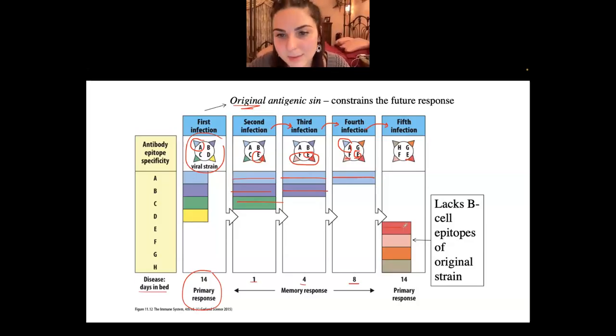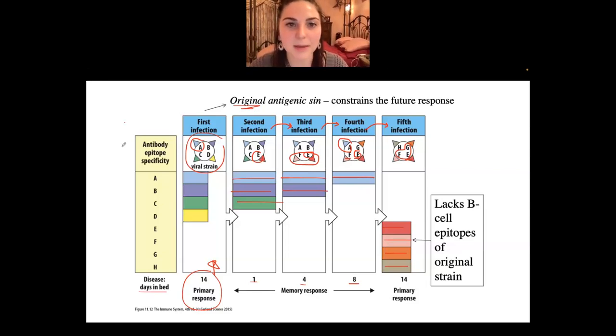So kind of the same idea. E, F, G, H, you have to go through this whole process again, even though you kind of saw these 3 antigens or epitopes for the past 3 years. You still have to go through the whole process again. So you lack B cell epitopes of the original strain. So this is known as the original antigenic sin. Does that make sense? It's kind of like a weird concept to explain.